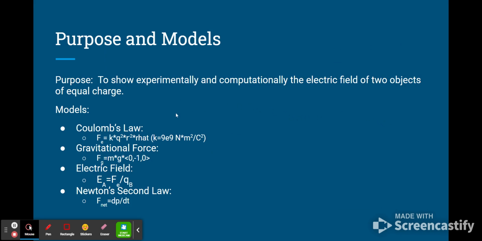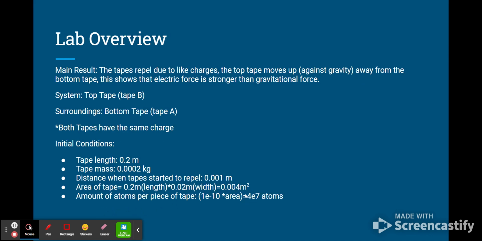The models I will be using are Coulomb's law, gravitational force, electric field, which is equal to electric force divided by a point charge, and Newton's second law, which states that net force is equal to change in momentum over change in time. The main results of this lab are that the tapes repel due to like charges, where the top tape moves up against gravity away from the bottom tape, showing that electric force is stronger than gravitational force, and also visually representing the electric field.